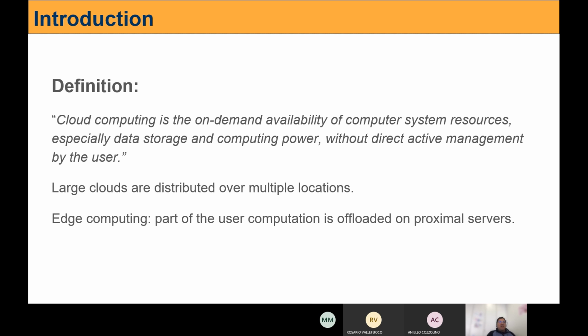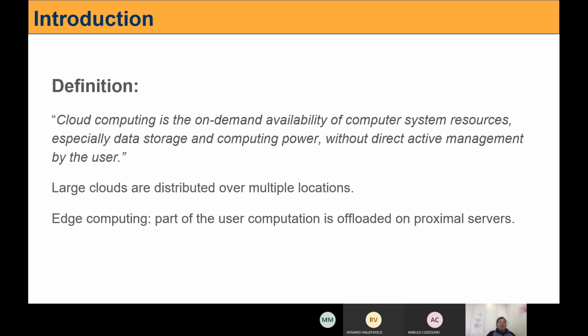Really often, large clouds are distributed over multiple locations. This is done for several reasons: natural disasters, or disease spreading, or even for some law-related issues about privacy and data protection.